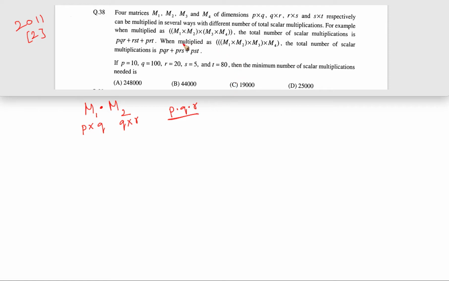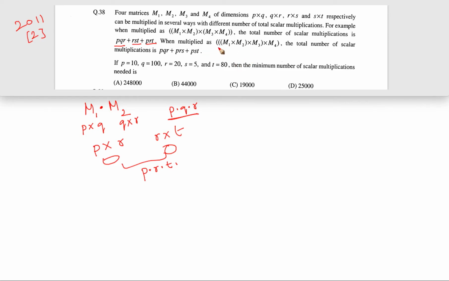And this is what they have again mentioned here, just to refresh your memory: the number of scalar multiplications is going to be PQR for this one, and for M3 M4 it is going to be RST. The resultant matrices are going to be of dimension P cross R here and R cross T here. When these two resultant matrices are multiplied, the number of scalar multiplications is going to be P into R into T, which is what they have written here, right?